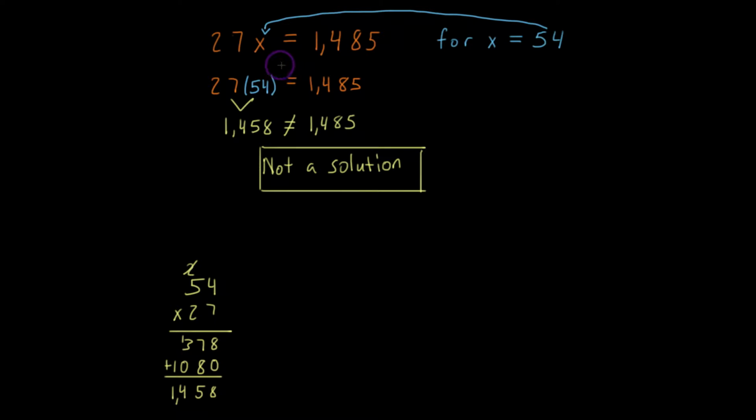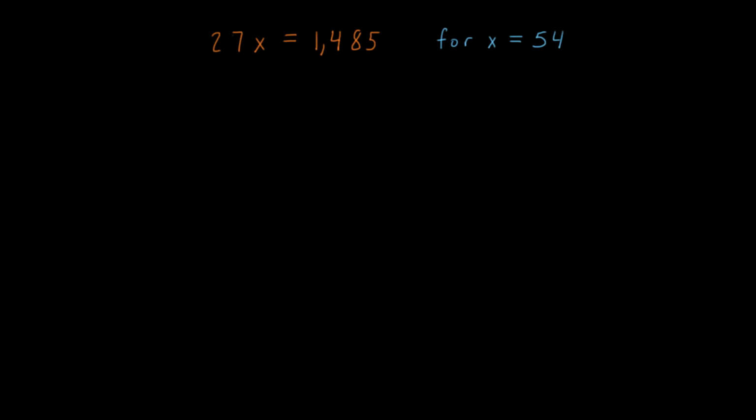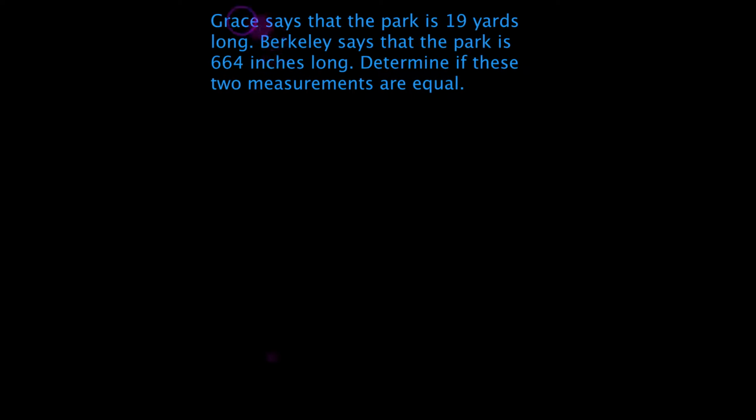In the last video we were looking at equations and solutions. Let's take a look at another problem. Alright, so in this next problem it says Grace says that the park is 19 yards long. Berkeley says that the park is 664 inches long. Determine if these two measurements are equal.